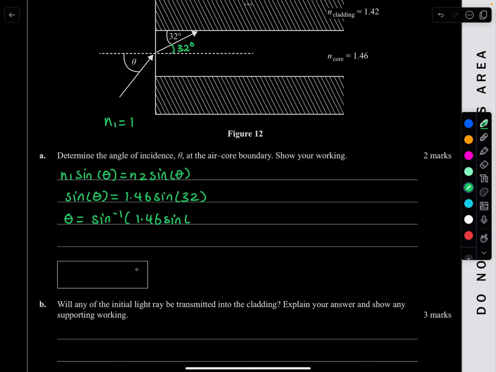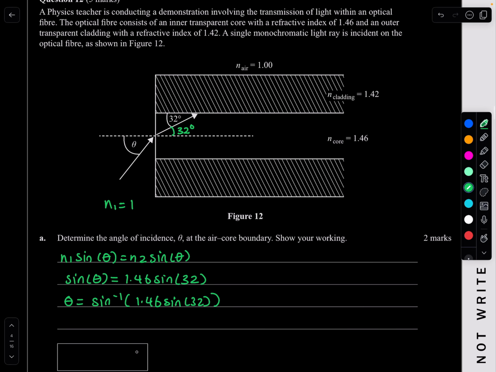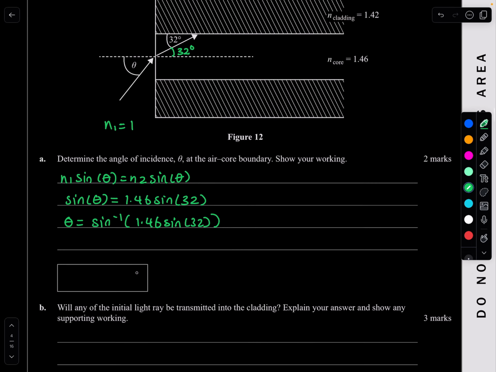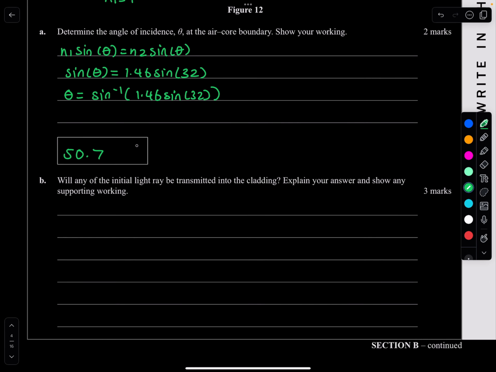1.46 sine 32. That's going to give me... 1.46 sine 32. Basically, to how many degrees? Significance, we'll do 3. So 50.7 degrees. Will any of the initial light ray be transmitted into the cladding?